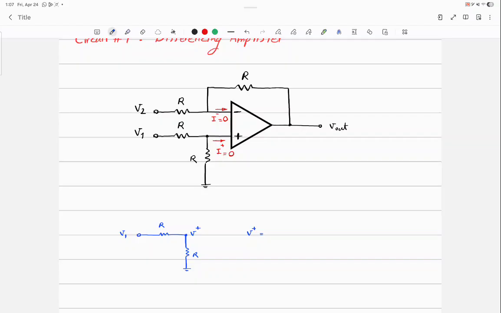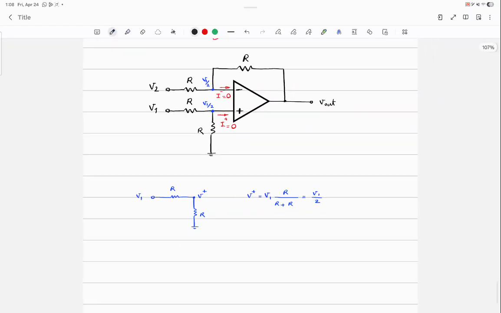I know it's a Friday, but one half of V1. How? How in the world? V1 multiplied by R divided by R plus R. V1 over 2. That is called voltage division. So if this point is V1 over 2, what is the negative terminal? V1 over 2.